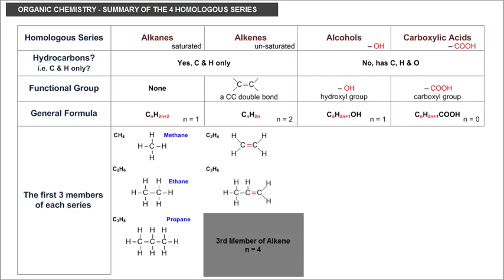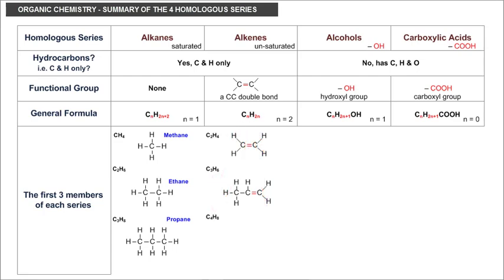Similarly, for the third member of alkene, n equals 4, and the molecular formula is C4H8. For its structural formula, it has 4 carbon atoms. We need to choose which pair will have the double bond between them. It could be the first 2 resulting in this structure, or the second 2 which results in this structure, or it could be the last 2 which could be similar to the first one.